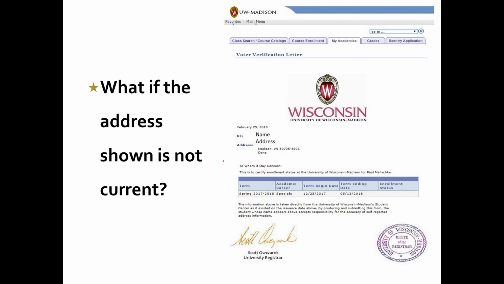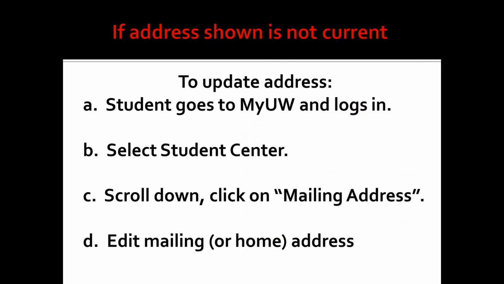But what if the address shown is not the current Madison address? Here is where it gets complicated. To update the address, the student goes to My UW, logs in, and selects Student Center. Students use the Student Center to register for classes. Scroll down and click on Mailing Address, and then edit the address.